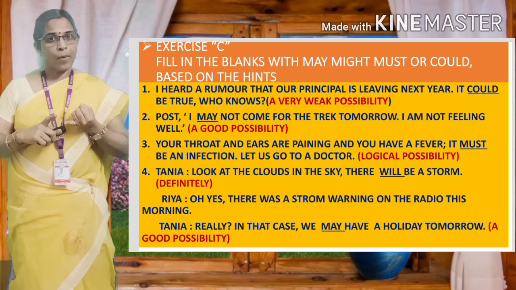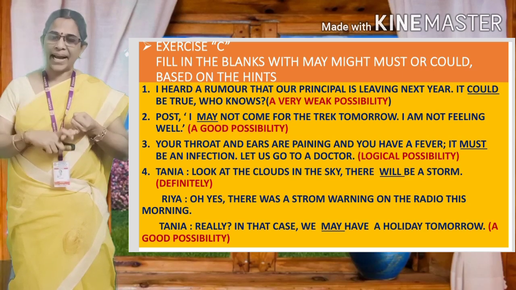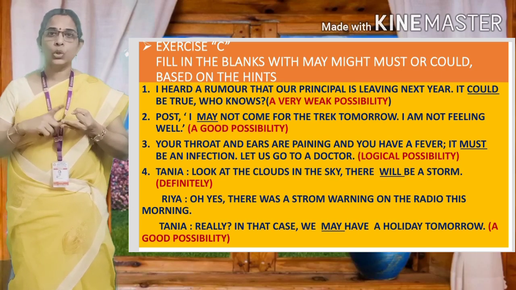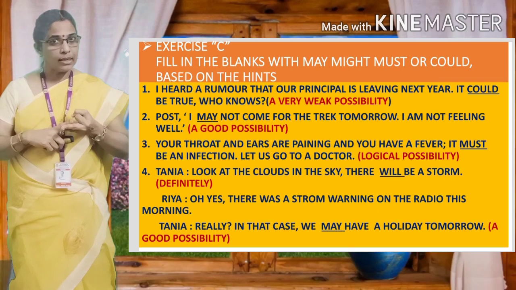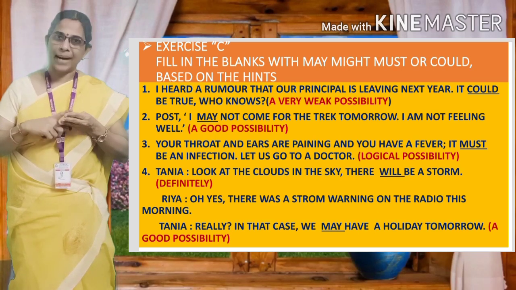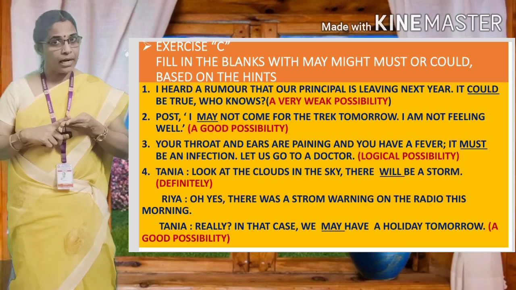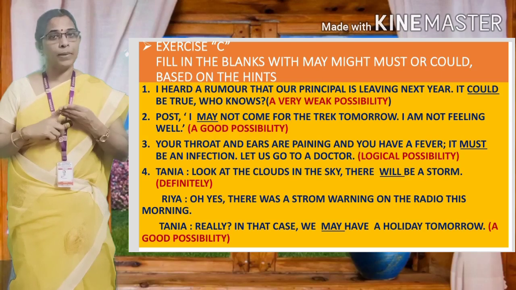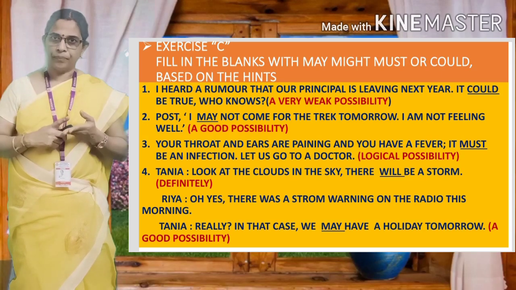If it is weak possibility, you have to use the word might. If it is still weaker than might, you have to use could. If it is a logical certainty or logical possibility, in that case, you should use the word must. If it is definite, if you are 100% sure of the event, in that case, you will be using the word will. Clear?